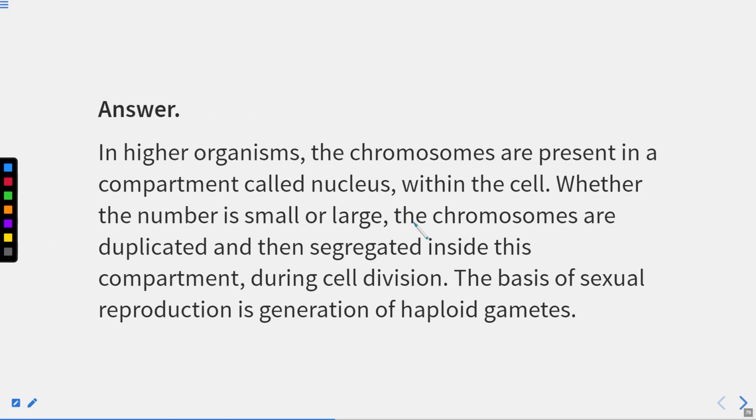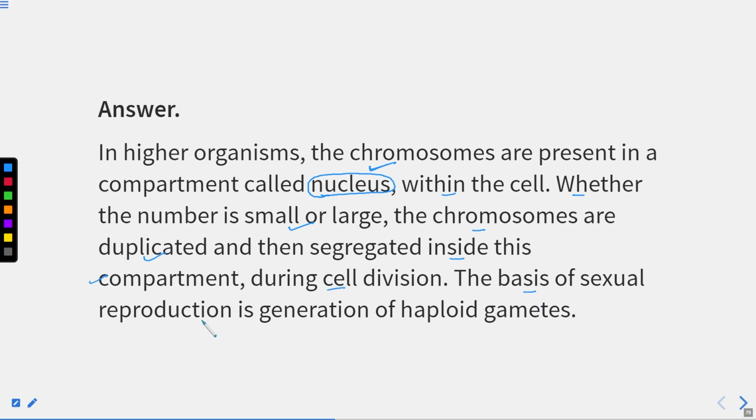Now, in higher organisms, the chromosomes are present in a compartment called the nucleus. This you already know. Genetic material is present in the nucleus, and the nucleus is present within the cell. Whether the number is small or large, the chromosomes are duplicated and then segregated inside this compartment. This happens during cell division.